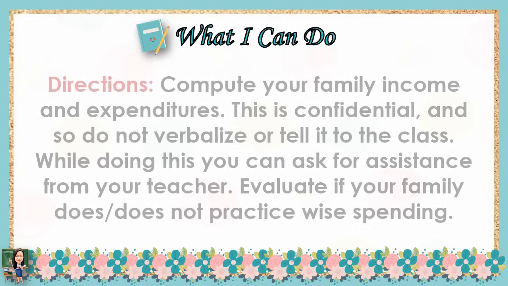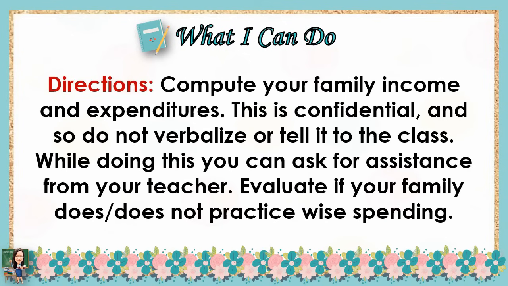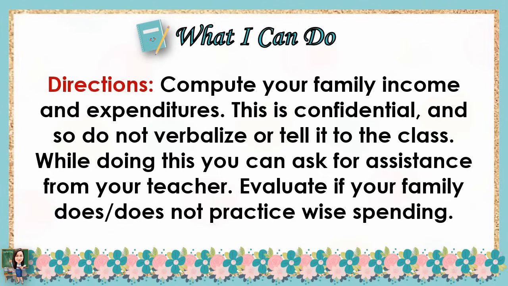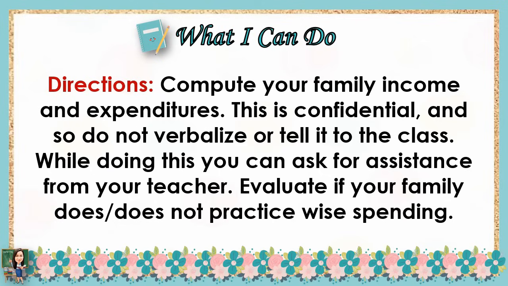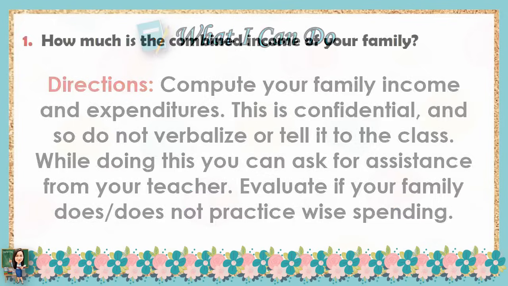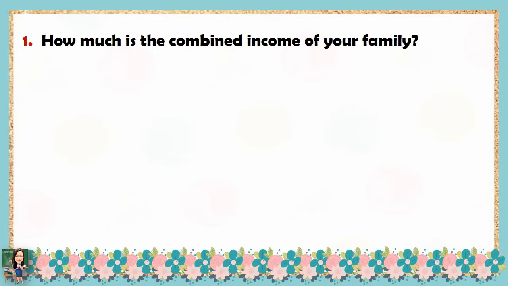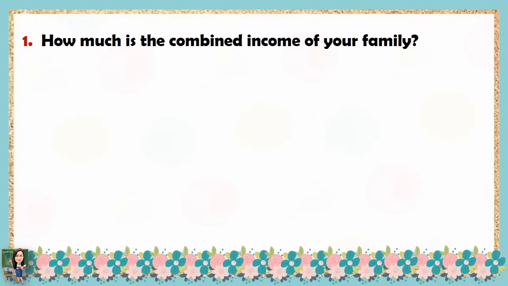For this activity, compute your family income and expenditures. This is confidential, and so do not verbalize or tell it to the class. While doing this, you can ask for assistance from your teacher. Evaluate if your family does or does not practice wise spending. Number 1. How much is the combined income of your family? For example, the combined income of your family is 50,000 pesos.